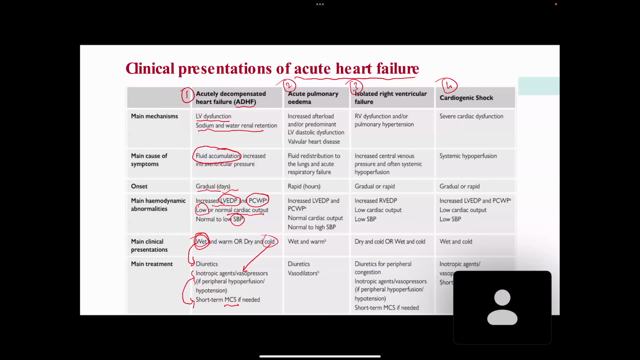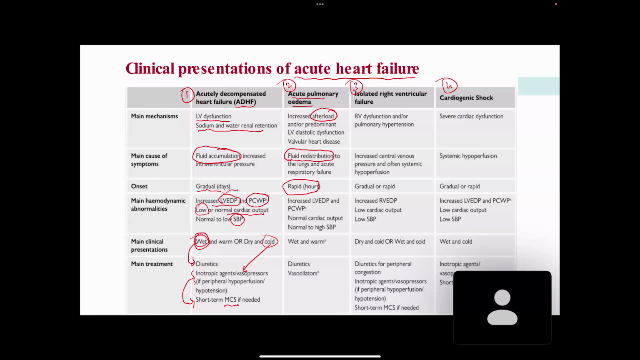Now let us look at the second subset of patients, which is the acute pulmonary edema group. Here, the main problem is because of fluid redistribution. Here, the fluid has accumulated in the lung because of an elevated afterload. In simple words, the patient will have high BP, uncontrolled BP, hypertensive emergency, and there is accumulation of fluid in the lung. This happens rapidly, and that is why these patients come to us with flash pulmonary edema.